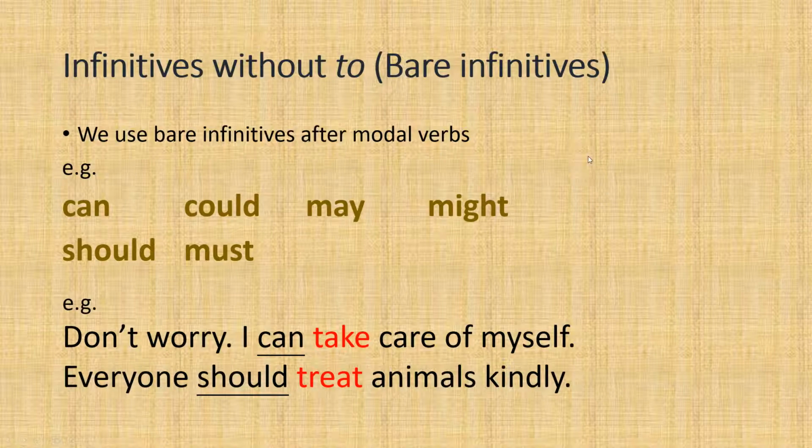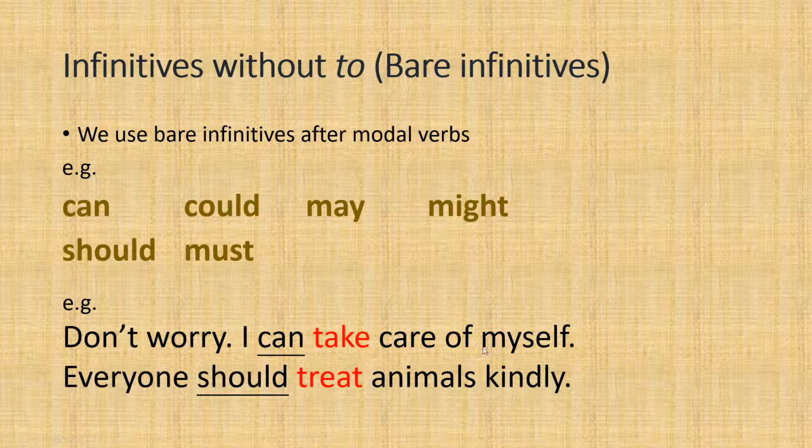So the last topic is about infinitives without to, or we can say bare infinitives. This is quite simple, because most of you will know that after modal verbs, alright, you can see this term, modal verbs. Can, could, may, might, should, must, and so on. After these modal verbs, you need to use bare infinitives. That means no change. For example, don't worry, I can take care of myself. You never say I can taking care of myself. Or you never say I can to take care of myself.